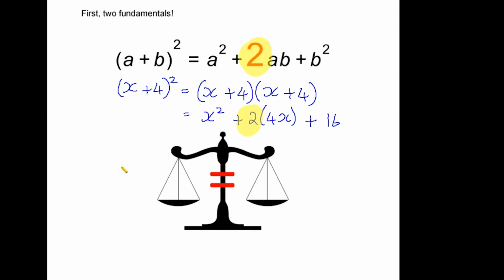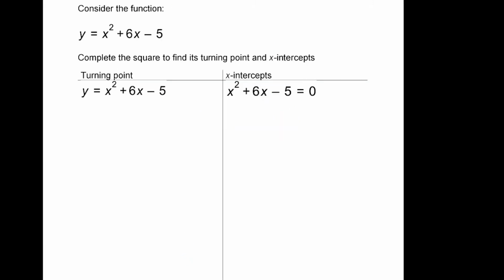Okay. The second little fundamental idea is the idea that an equation is like a set of scales or like a balance. And in order to preserve that equal sign, in order to preserve that balance, we must do the same thing to both sides. Right, let's now have a look at an example.